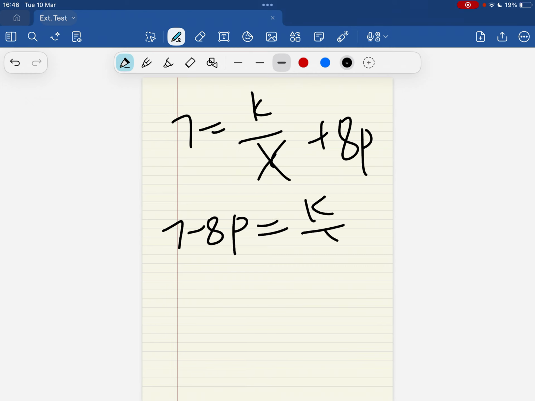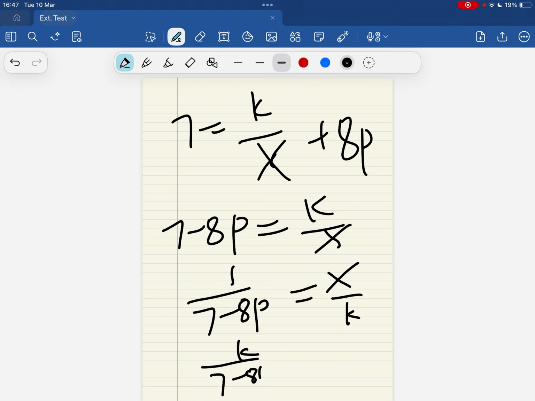You can flip both sides. You get x over k equals 1 over (7 minus 8p). And then you can multiply both sides by k. So k over (7 minus 8p) is equal to x. Remember to always check for weird cases. Like in this case, you need to write x is not 0, because fractions can't have 0 in the denominator.